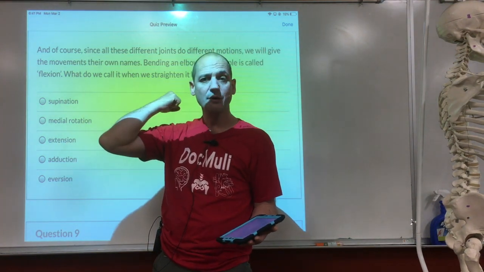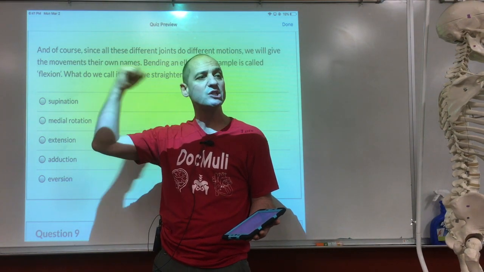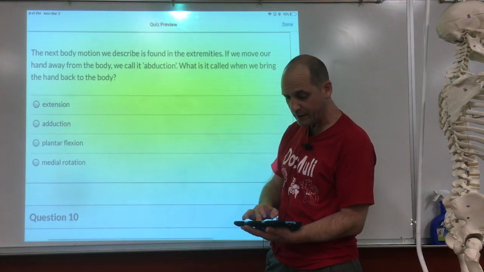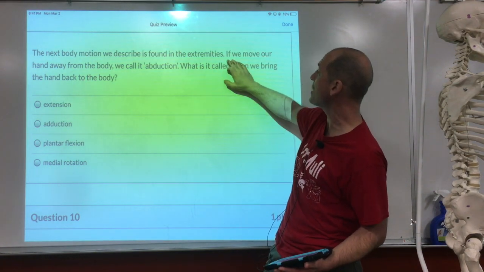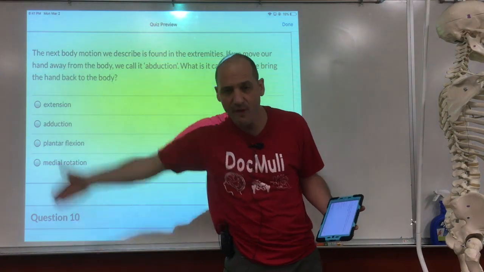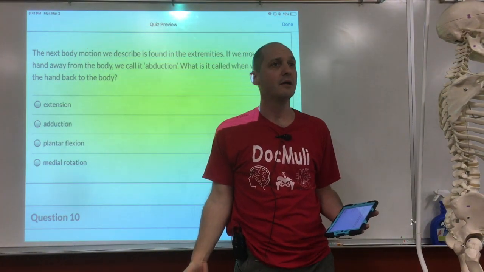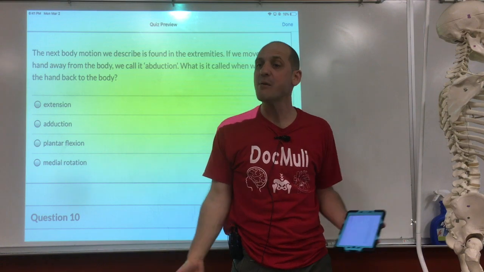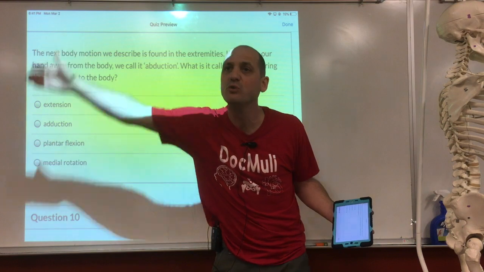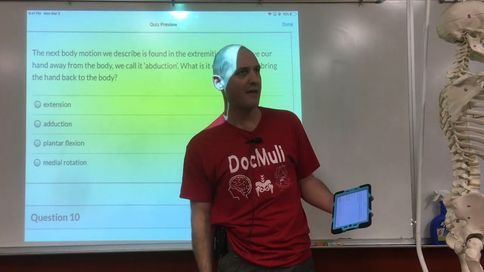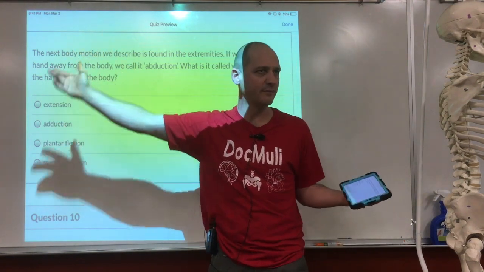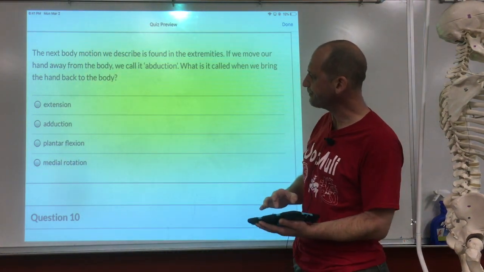So flexion, bending the elbow; extension, bringing it out. Those are the main ones there. The next body motion we describe is found in the extremities. When we move a hand away from the body, we call it abduction. What do we call it when we bring it to the body? Adduction. So I remember that they're so close, there's one letter difference. I remember adding a limb to the body is adduction, like a mathematical addition, versus taking it away. That's how I remember it.